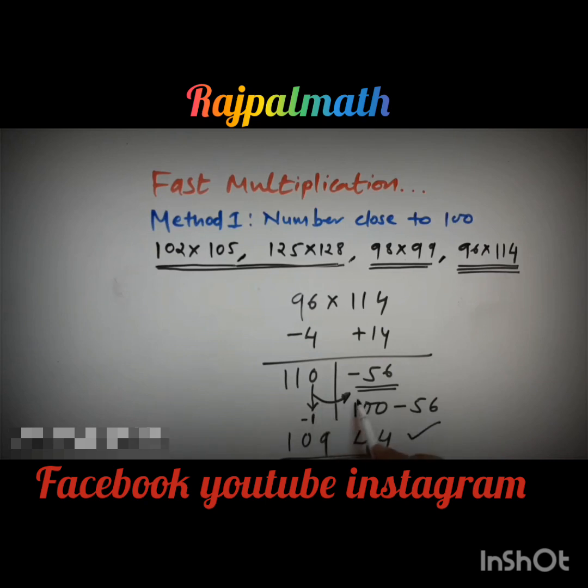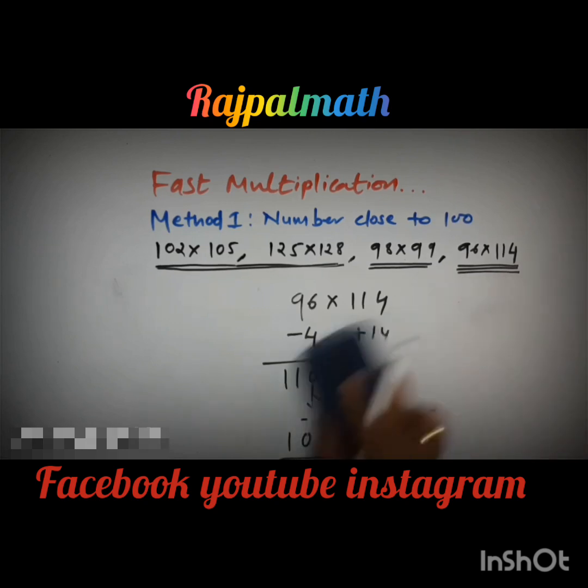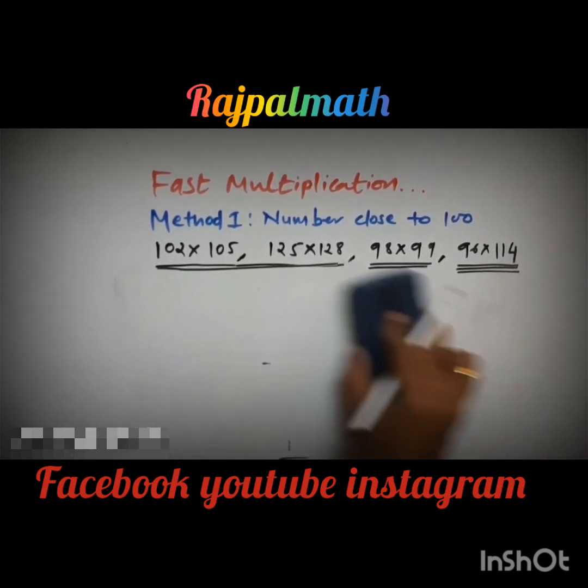This is a bit tricky, since the second part which you have got, 56, is negative, you have taken one carry from the first part. That's why the first part has become 109, and after taking this 1 as a carry, it has a place value of 100. So you do 100 minus 56, which will give you the answer 44. Let's take another example for clear understanding.